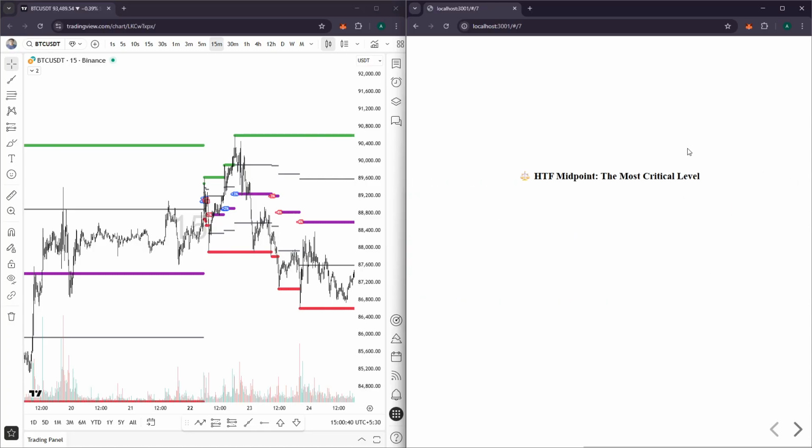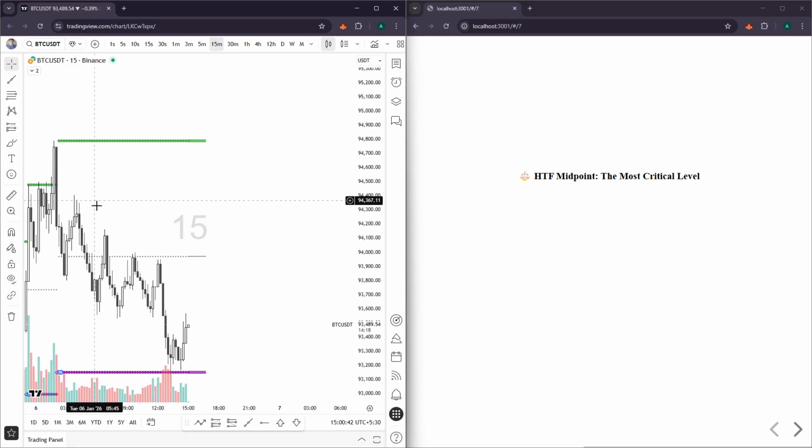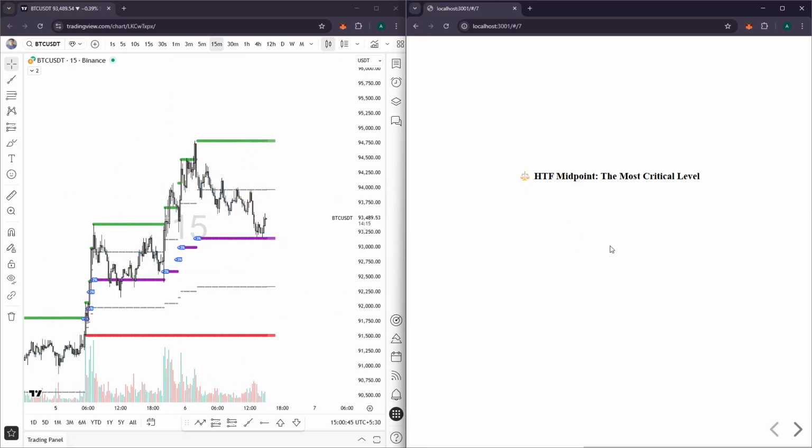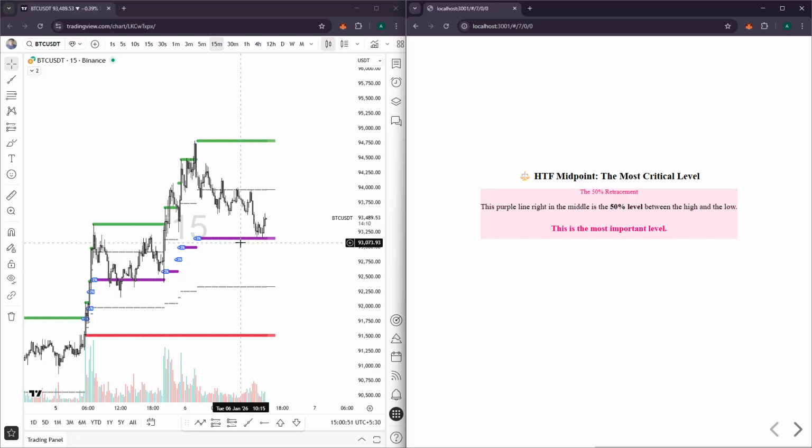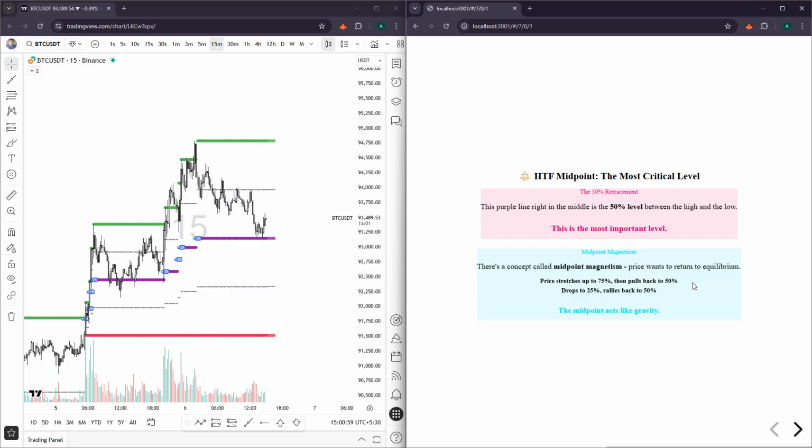So let's talk about the STF midpoint, and that's the most important point here, the most critical level. This is a 50% retracement, and this purple line in the middle is the 50% level between the high and low. This is the most important level. This 50% is where the market gravitates toward. And there's a concept called midpoint magnetism, where price wants to return to its equilibrium.